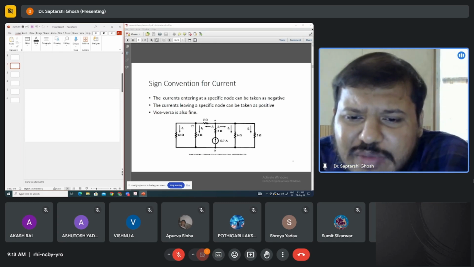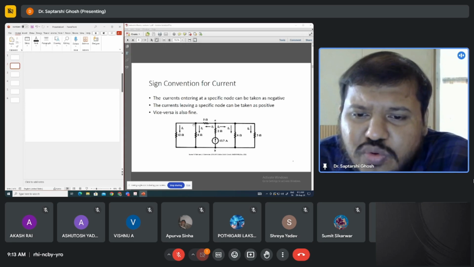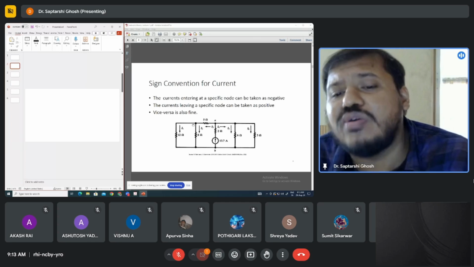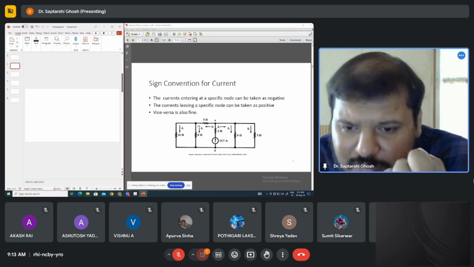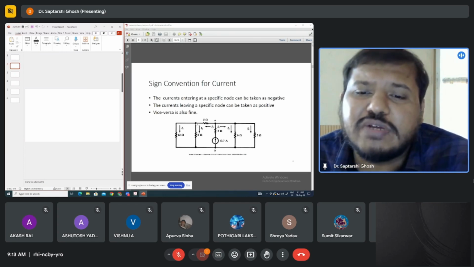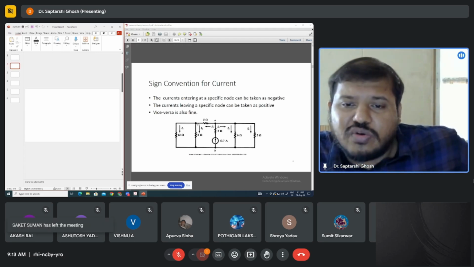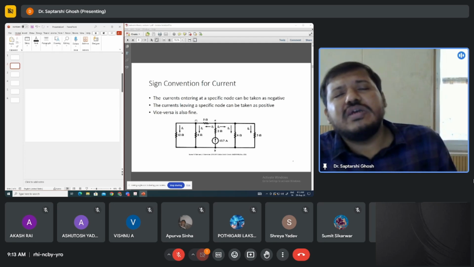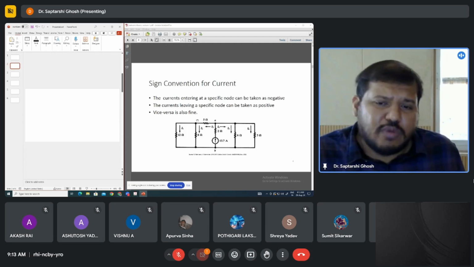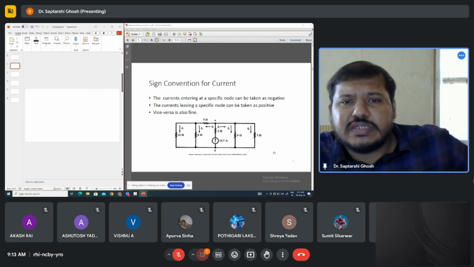Now let us see I1. If you see this node, I1 is moving like this. That means it is going outside, going away from the node. So it is taken as positive. Again, I2 is going out or going away from this particular node. So I2 is also taken as positive. I3, you can see it is going into the node. So it can be taken as negative. If it is going inside the node, it is negative. If it is going out of the node, it is positive. So this is the convention we'll be using throughout.